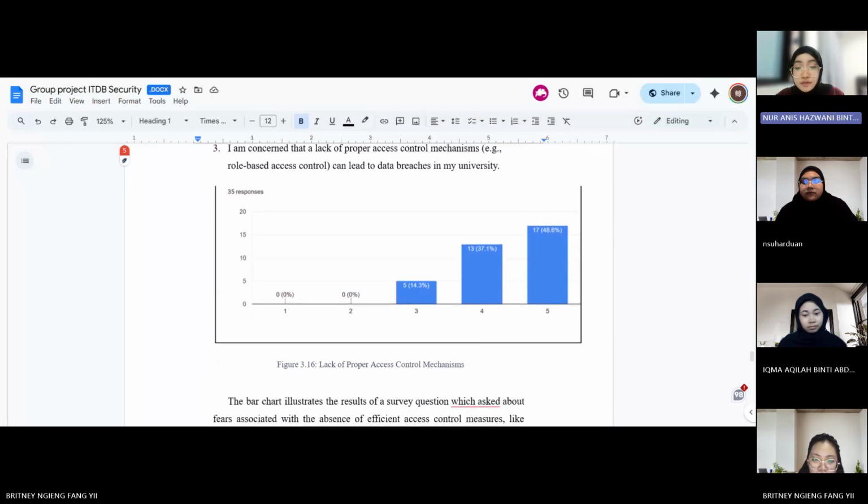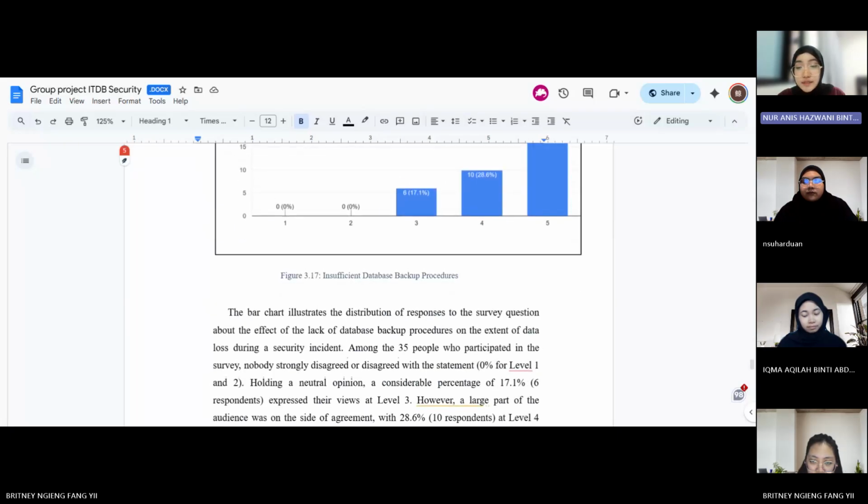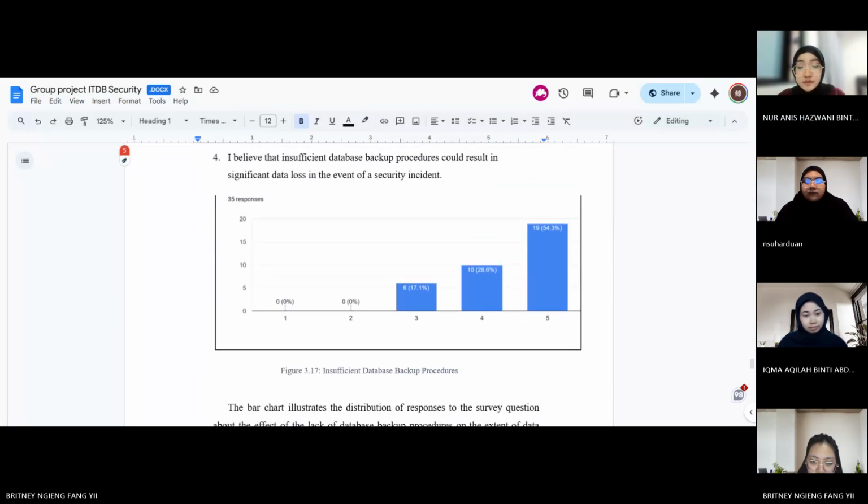And then next, number 4. In figure 3.17, which shows unsuitable database backups. Regarding backups, 82.9% of students agree that a lack of proper backup procedures will lead to significant data loss during an incident. They view backups as a critical safety net.